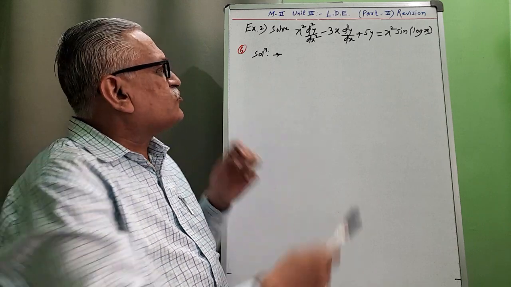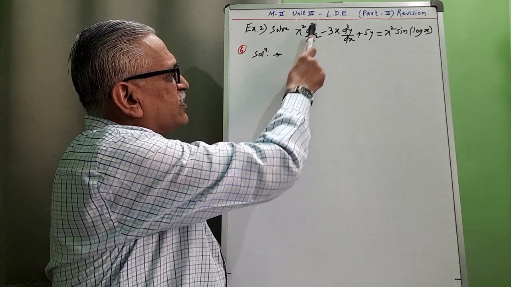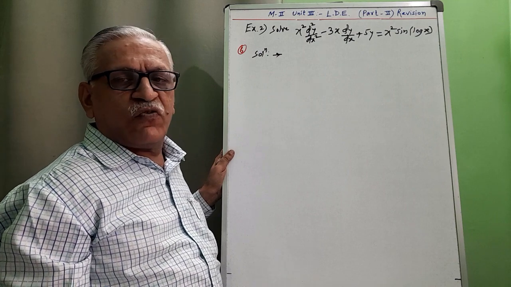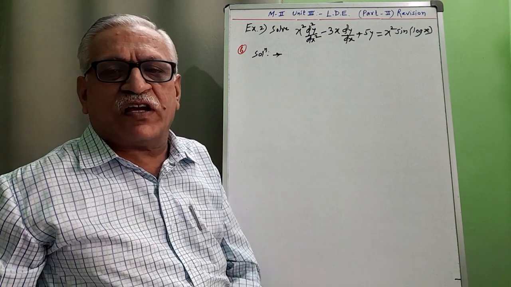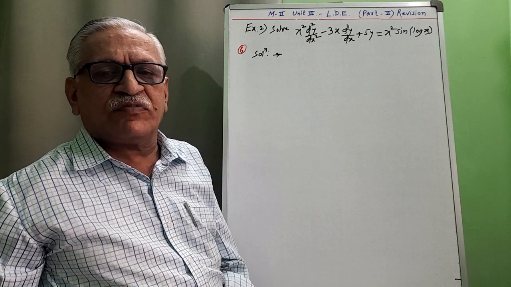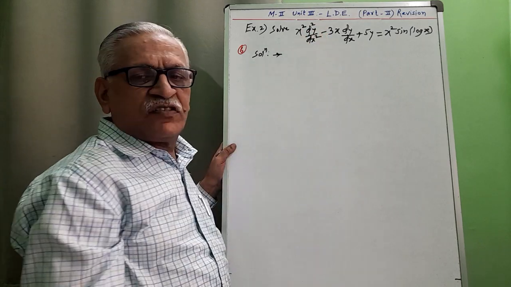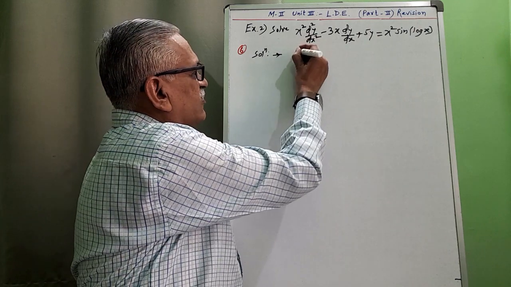Second example: solve differential equation x square d2y by dx square minus 3x dy by dx plus 5y is equal to x square into sine of log x. If you see the terms carefully, this is the Cauchy differential equation. It is in Cauchy form.